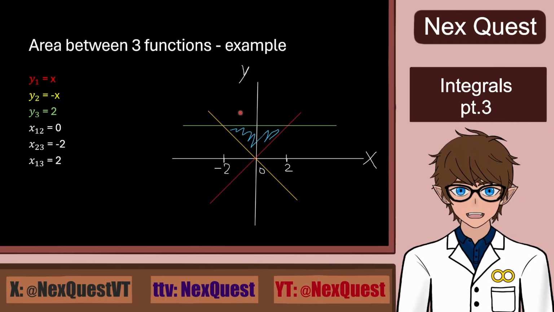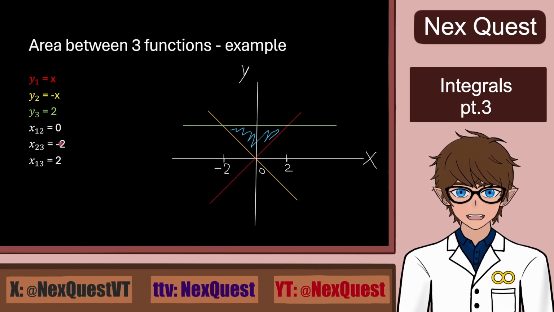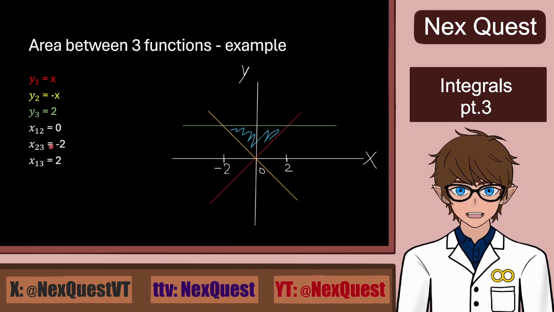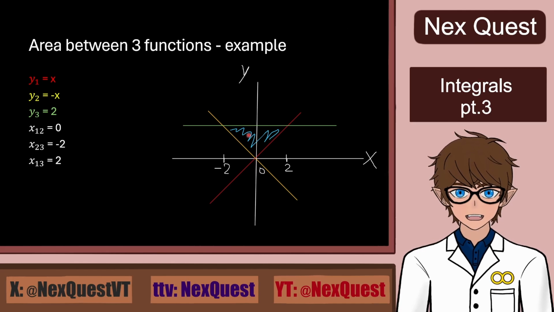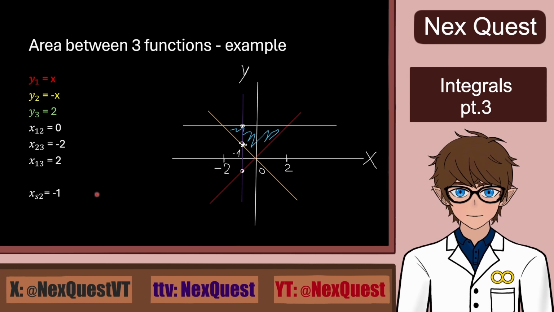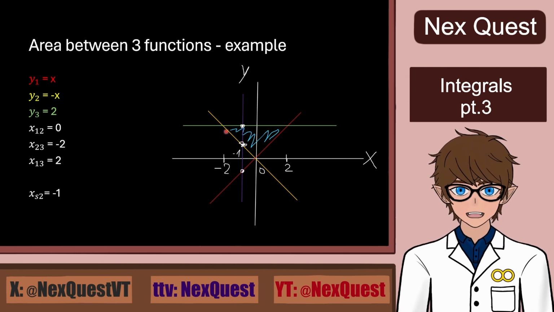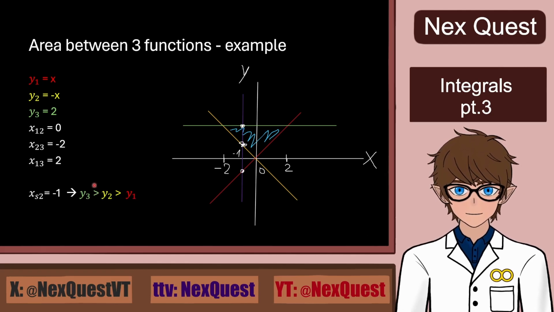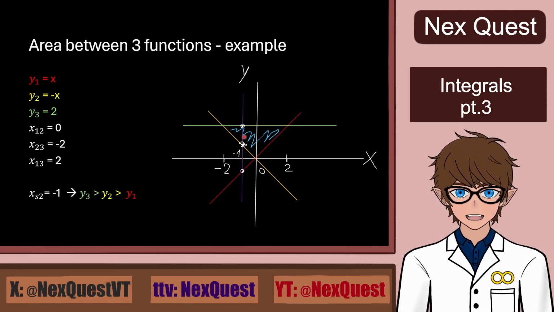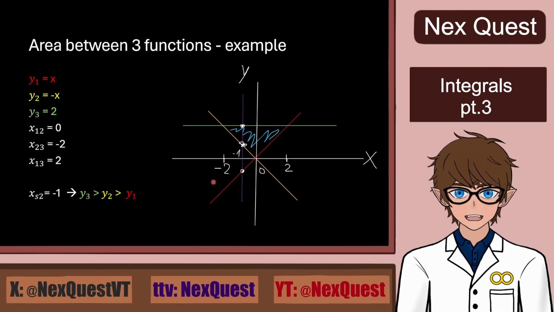But what if we didn't know? What if we didn't have a sketch? Well, as we learned, we take two consecutive x values, like minus 2 and 0, whatever you want, and find a point between them, like x equals minus 1, which I will mark with the purple line. We see that at that x, so minus 1, the green function is the top one, because it gives the highest y value. Yellow is underneath that, and red is on the bottom, so the far bottom.